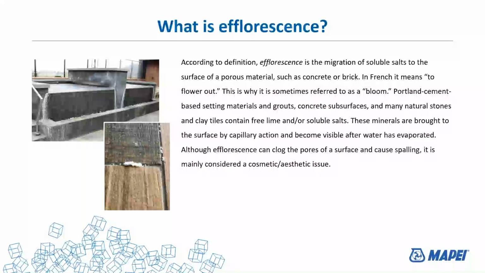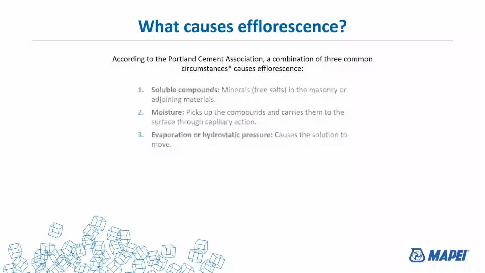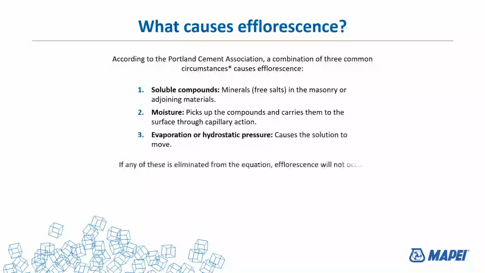The causes: according to the Portland Cement Association, it takes three different circumstances to cause efflorescence, and there's an asterisk on that. The first one is that there have to be soluble compounds, minerals, or free salts in the masonry or the joining materials, the stone itself.